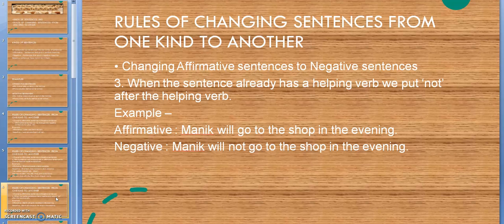Another rule is when the sentence already has a helping verb, we put not after the helping verb. Example, Manik will go to the shop in the evening. Here we already have the helping verb will. So while making a negative sentence, we will add not after the helping verb. Manik will not go to the shop in the evening. So here the rule becomes a little different.